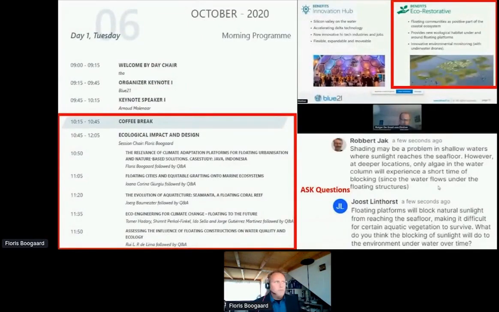Sharing my screen. So I hope you will see the presentation. So this is the first slide. So we know where we are in the conference, of course, ecological impact and design. In the right top corner, you see already addressed by Rutger. And what is very nice, there were already 2 questions by Robert and Joost, as you see in the right bottom.